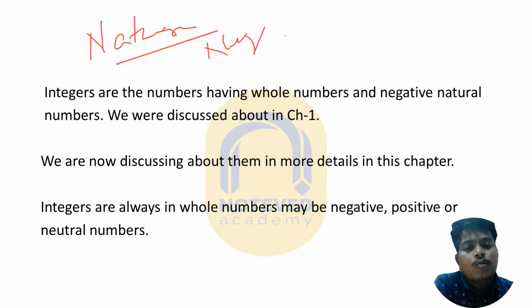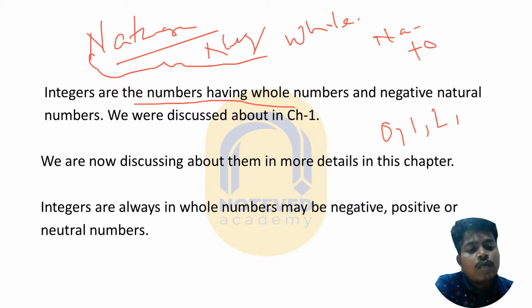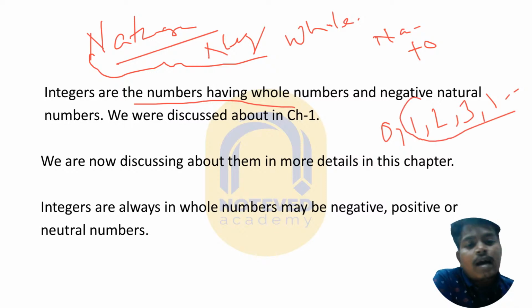We already discussed whole numbers. So all these are combined. If you combine natural numbers, negative natural numbers and whole numbers, we will get integers. That we will discuss in this chapter. What is a whole number? All natural numbers plus 0. We will start whole numbers from 0, then 1, 2, 3, 4, and so on. Natural numbers start from 1, 2 and 3. So if you add 0 to it, then we will get a whole number.